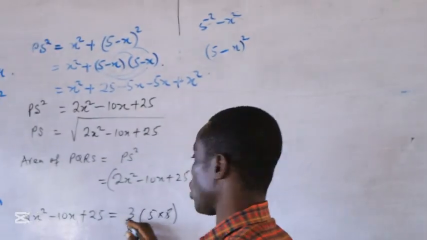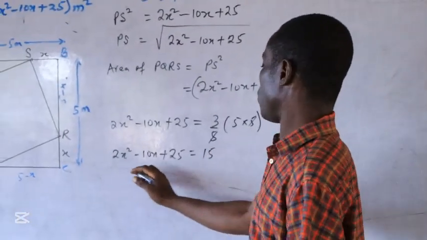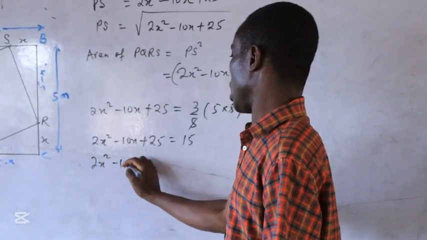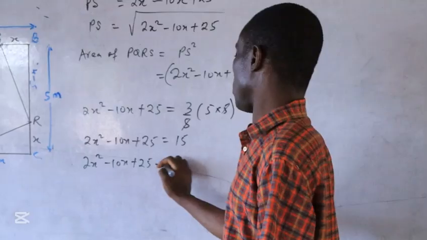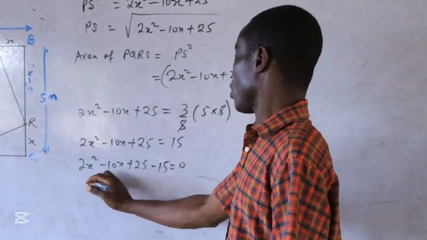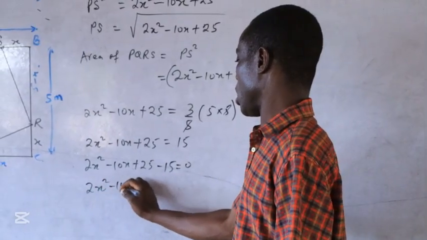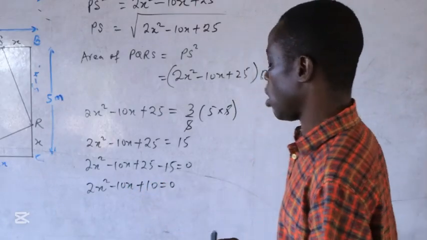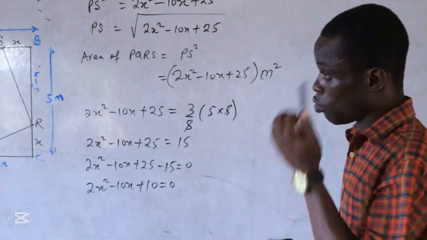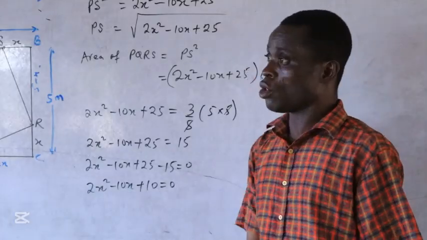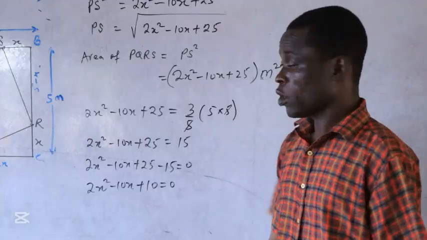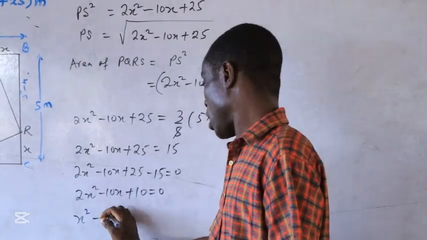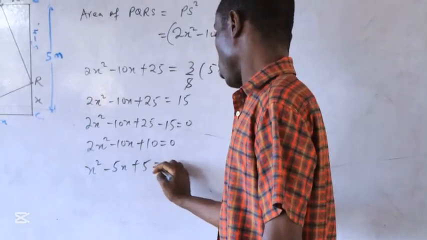So then what do we have? We have 15. Then we collect the right, or you can bring in that 15. 2s squared minus 10s plus 25 minus 15 equals 0. We have 2s squared minus 10s plus 10 equals 0. Now there is one thing about this type of quadratic equation. Although I can reduce the equation, I can divide through by 2. 2 can go into everything. Just to reduce it and write s squared minus 5s plus 5 equals 0.